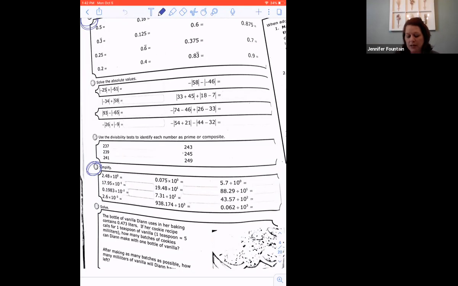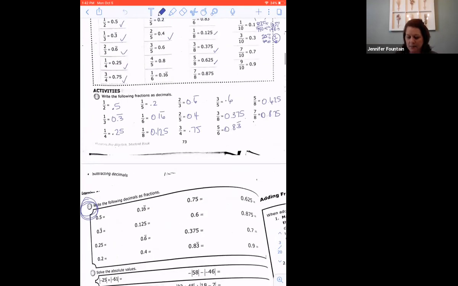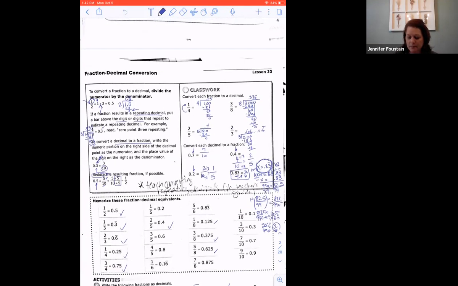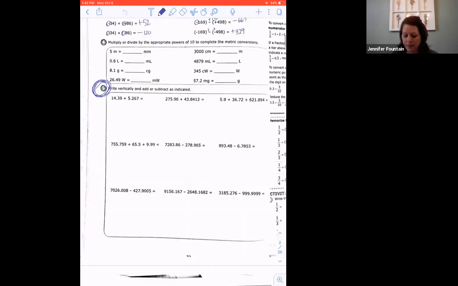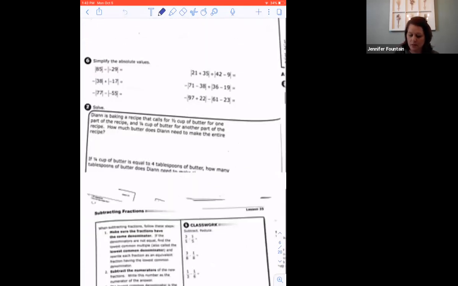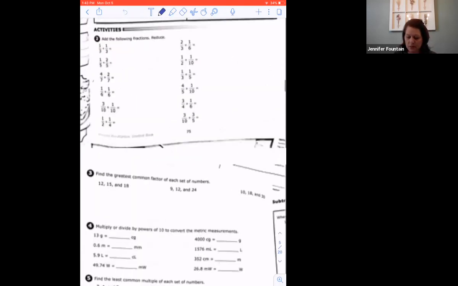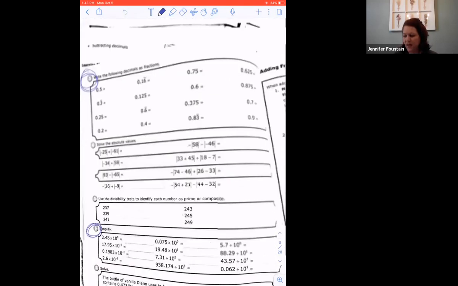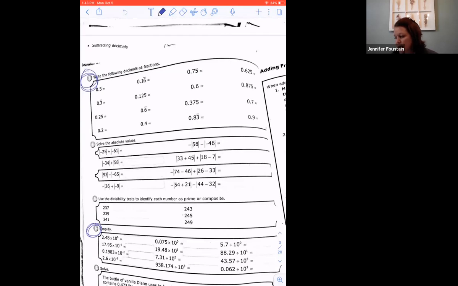Okay, so we can see that our homework, we said, would be activities 5 on page 72, and then activities 3 and activities 6 on page 74. Okay.